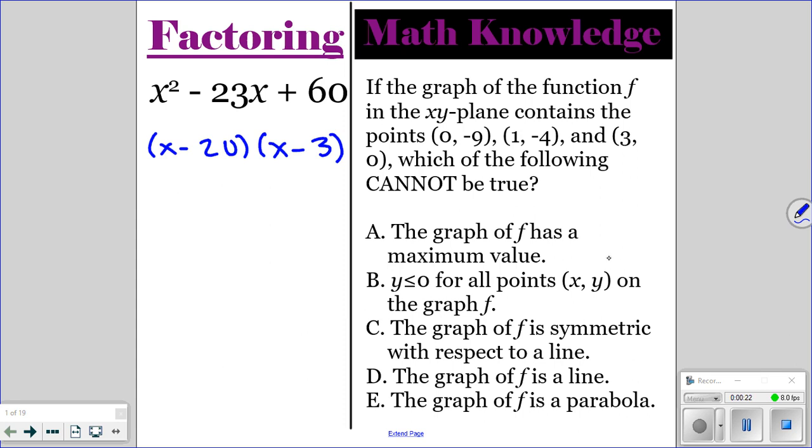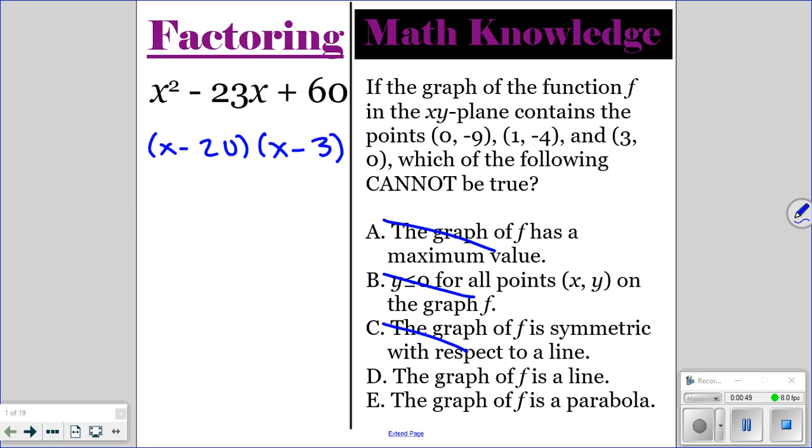For the math knowledge question, we don't know about maximum value here. We don't have enough information to know for sure. We don't know that y is going to have to be less than or equal to 0. All of the y values they give us are, but we don't know that for sure. They only give us 3 points on our function. For this one, symmetric, we don't know if it's symmetric to a line because they only give us 3 points.